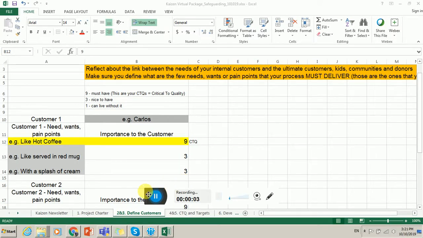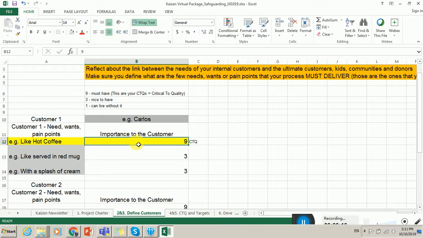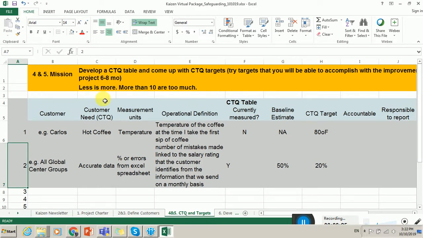All right, so this will be the fourth video. And remember, on this step, we already identified which ones are the CTQs. So what we're going to do is move these items to the next tab because we want to build a CTQ table. This is where we're going to further detail what we understand and how we measure those CTQs that we identified in the previous step.